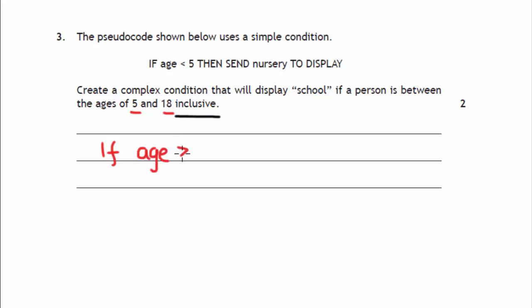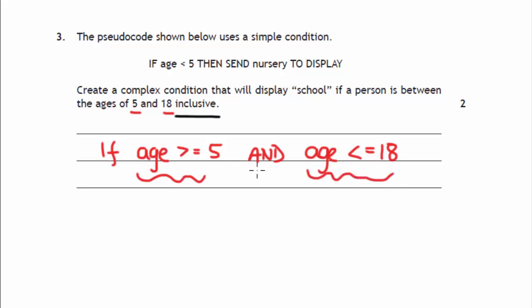age is greater or equal to 5, so that equal sign is including 5, and okay, so it's going to be a complex condition, so that's why you have an AND, age is less than or equal to 18. Okay, so it's the equals that actually make it inclusive. And what you'll find is you get a mark for this part, and a separate mark for this one. Okay, so that's where you get your 2 marks from.